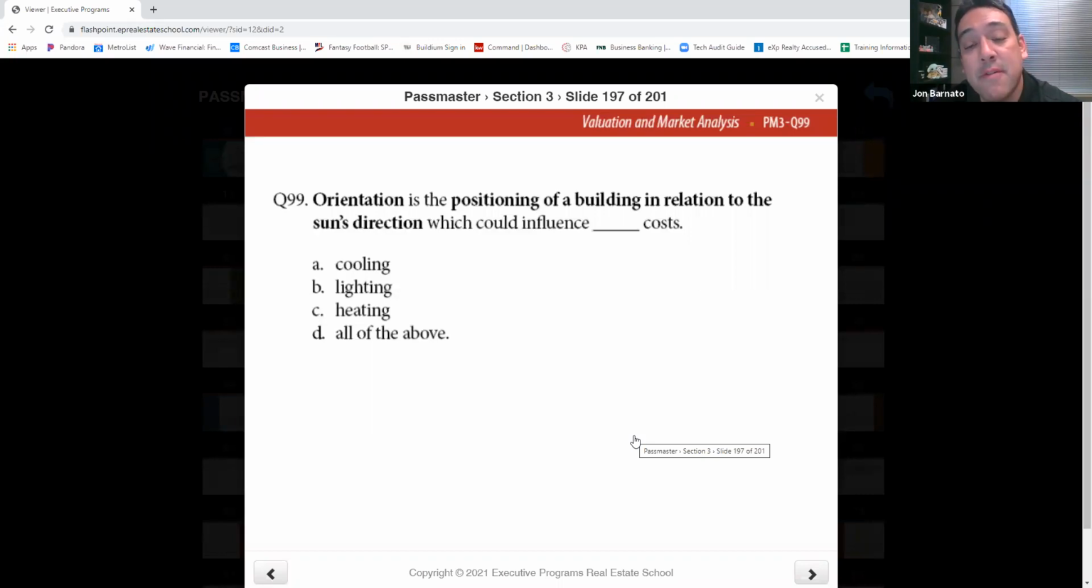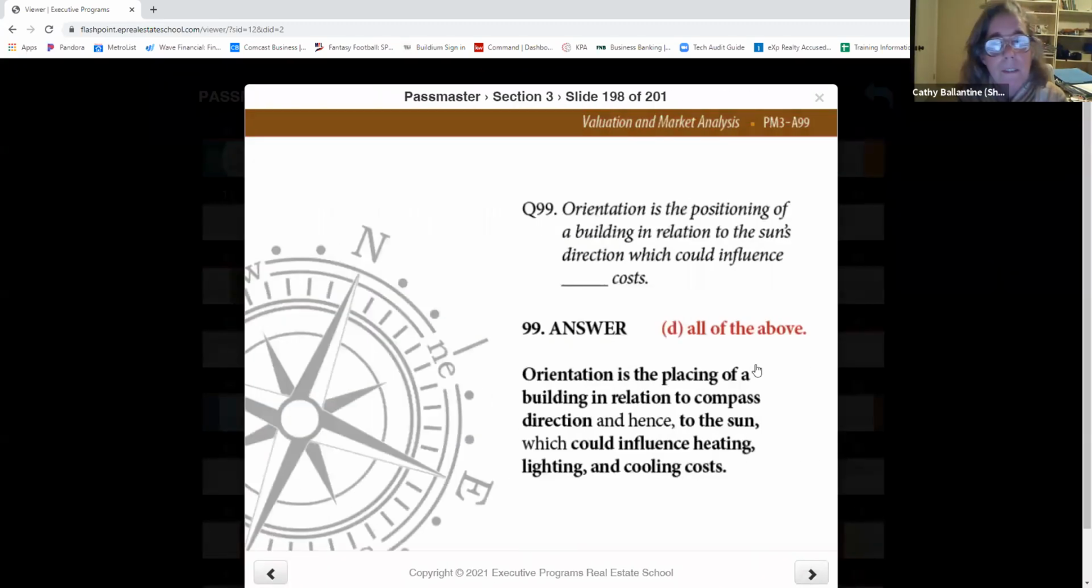Orientation is the positioning of a building in relation to the sun's direction, which can influence the what? D. Yeah, I agree. D, all of the above.